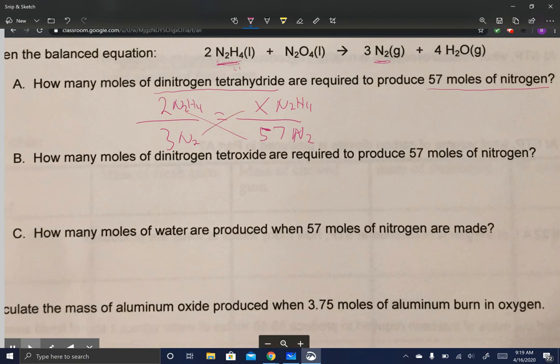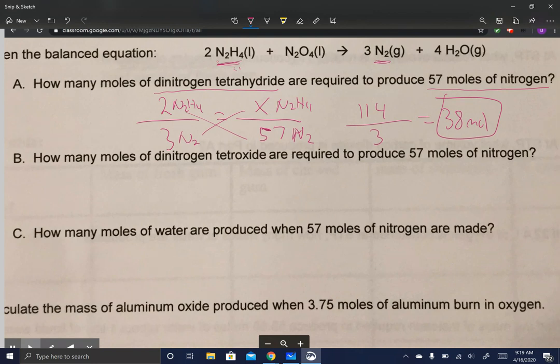Cross multiply. 57 times 2 is what? 114 divided by 3 would equal X, right? So let me just do that real quick here. Divided by 3, 38. 38 moles would be the answer to A.